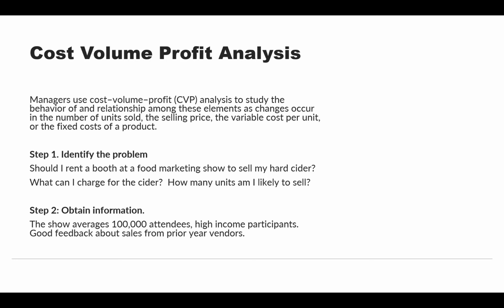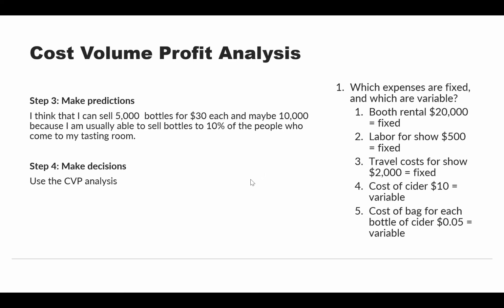Having, get some more information on before you make this determination. So the next step is to obtain information. You find out that the show has over 100,000 attendees. They're high income participants. You get some good feedback about sales from people who've gone to this show in prior years, that it's definitely worth doing. So you obtain information. And then you make predictions.